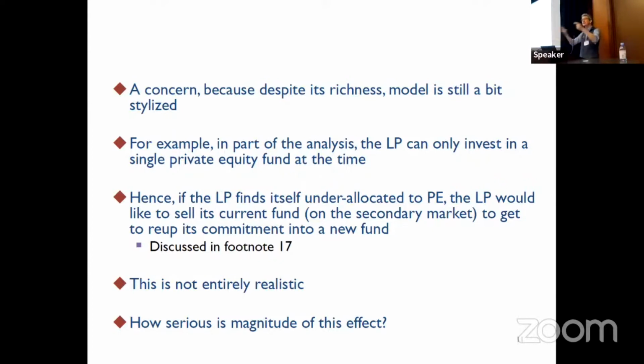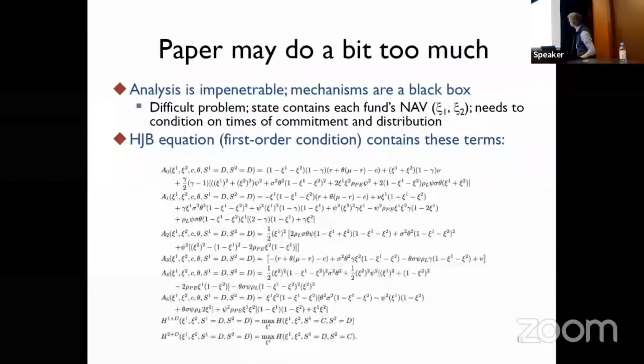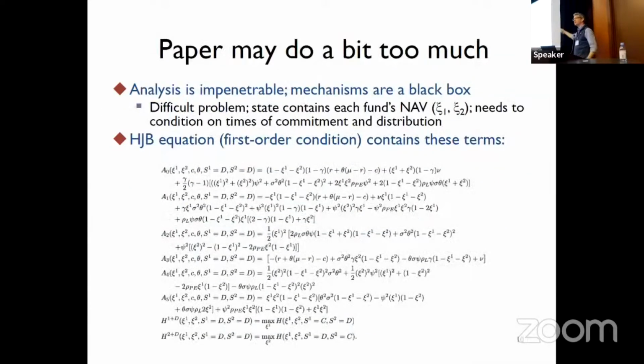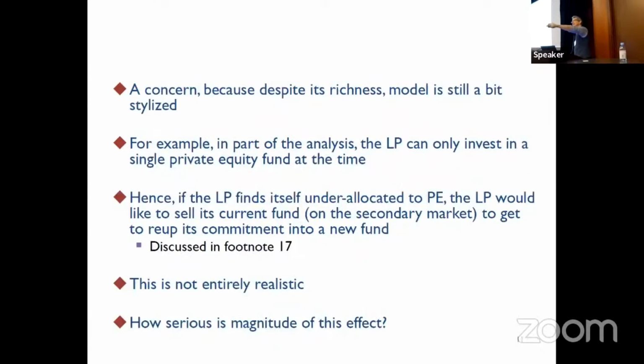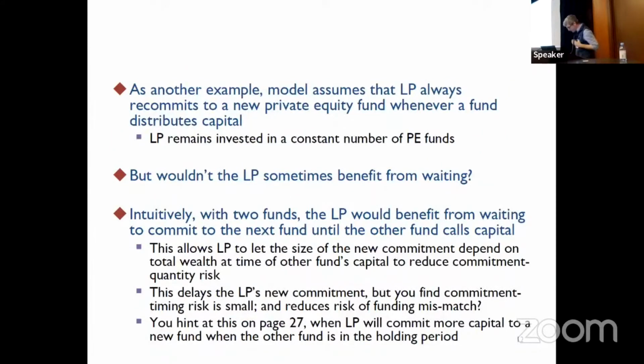Is the magnitude large? Is the magnitude small? What is driving this? And the intuition is there. Now, as a second example of this, one of the features of this optimization problem here is that the LPs can, to some extent, the timing of the investments in private equity is stochastic. But one of the things we don't allow the investors to do here is to wait until they allocate to the next fund. So when you're investing in 2 funds, you have to invest in the next fund every time the previous one distributes its capital.